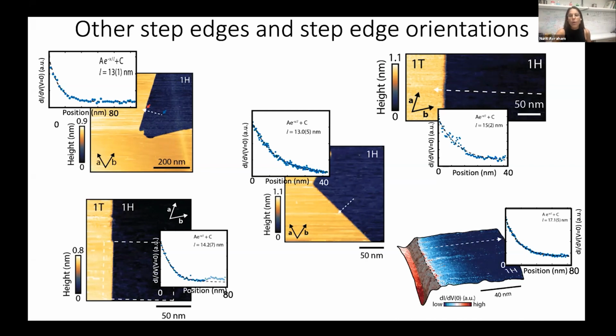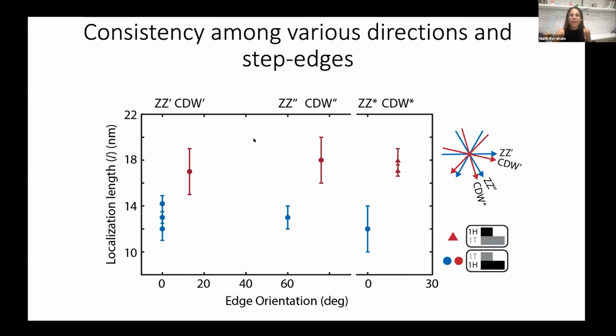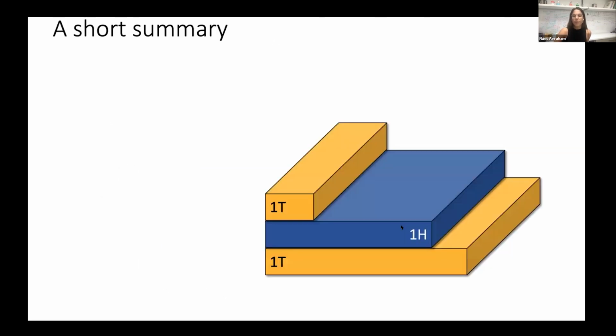And remarkably, when we look at the localization length, this is a kind of summary of all those steppages that we have measured. We see a remarkable consistency of the localization length as a function of the direction. So we see that all the CDW directions, whether they are of this configuration or the other, show the same localization length, more or less, of 18 nanometers, whereas the other direction shows a localization length which is shorter. This is the zigzag direction, where we measured 13 nanometers.